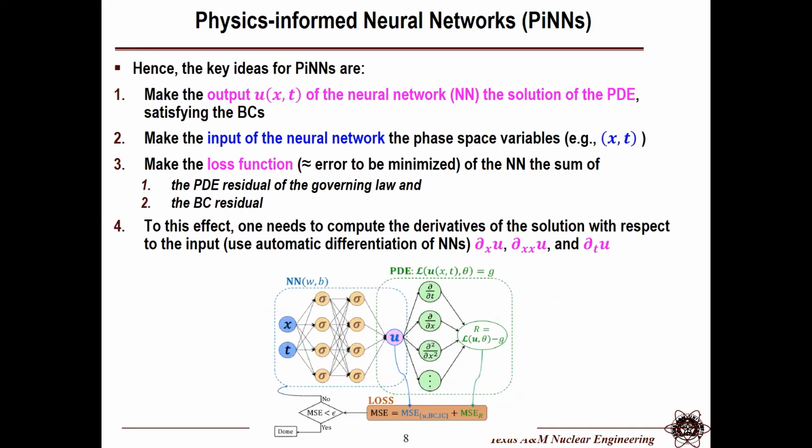So, the key idea for our PINNs is we make the output of the neural network the solution of the PDE and satisfy the boundary conditions. We make the input of our neural network the phase space variables that we are solving over, and then we make the loss function, the error to be minimized by the neural network, the sum of the PDE residual of the governing law and the boundary condition residual. To do so, we have to be able to compute the derivatives of the solution with respect to the input. And again, that's where the automatic differentiation used in backpropagation comes in.